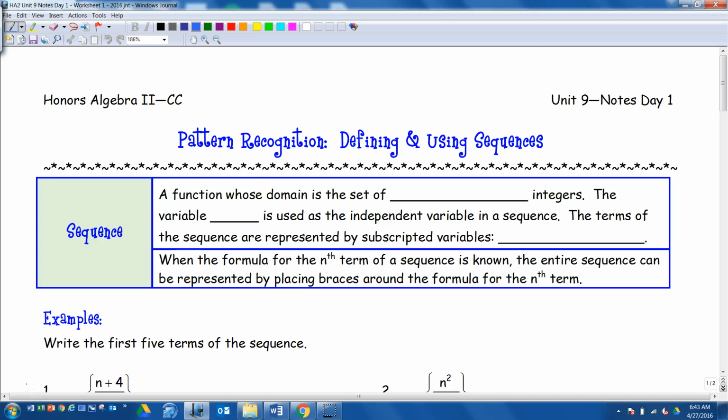Alright class, this is the first day of the last unit. Pattern recognition, defining and using sequences. So what is a sequence? A sequence is a function whose domain is a set of positive integers.